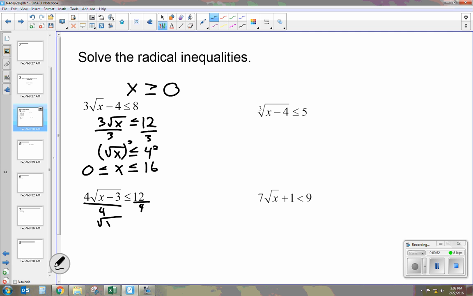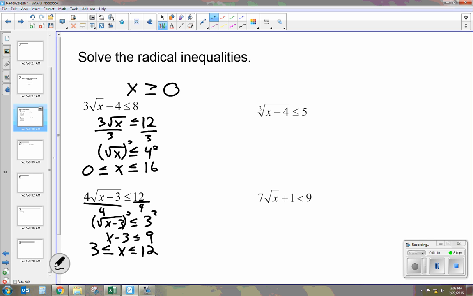Down here we start by dividing by 4. Square root of x minus 3 is less than or equal to 3. And we can square both sides. X minus 3 is less than or equal to 9. And x is less than or equal to 12. Because what's under the radical must be positive, we know that x has to be greater than or equal to 3.